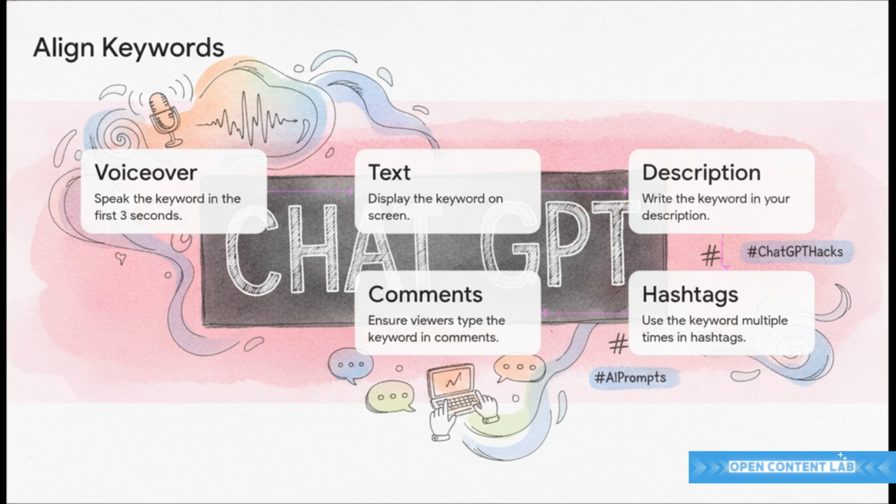It has to be in your description. It needs to be in your hashtags, ideally a few times, like ChatGPT hacks or ChatGPT prompts. And finally, and this is the one almost everyone misses, you need to ensure that specific keyword is being typed by your viewers down in the comments.